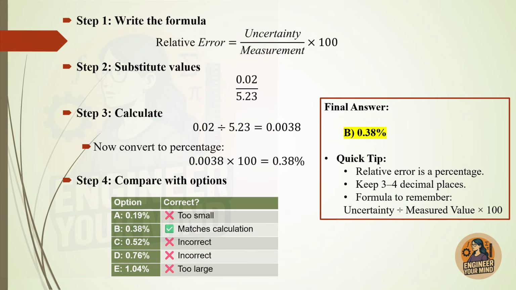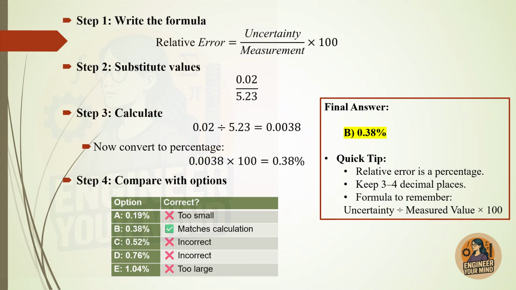0.0038 times 100 equals 0.38%. Step 4, check the options. Option A, 0.19%, incorrect. Option B, 0.38%, correct. Option C, 0.52%, incorrect. Option D, 0.76%, incorrect. Option E, 1.04%, incorrect. Final answer. The relative error is approximately 0.38%, which is option B.